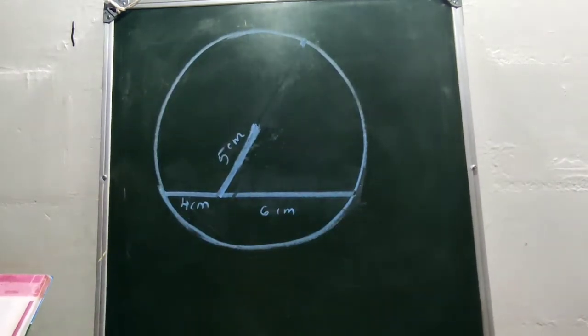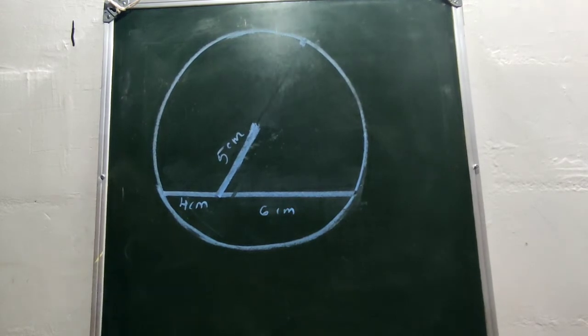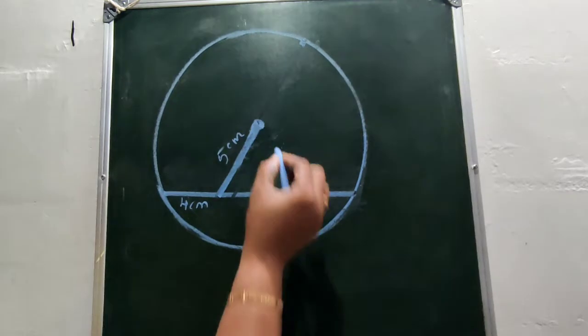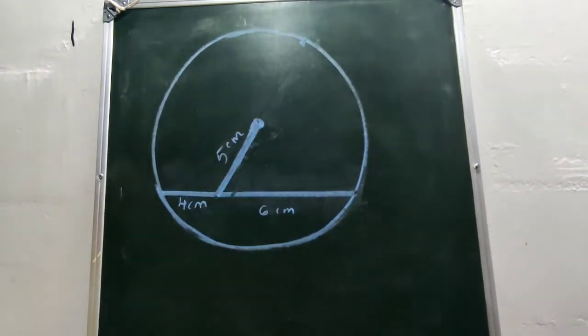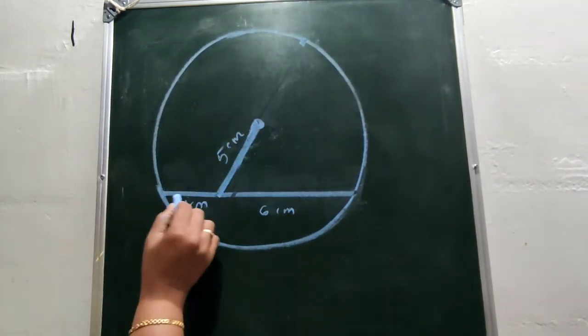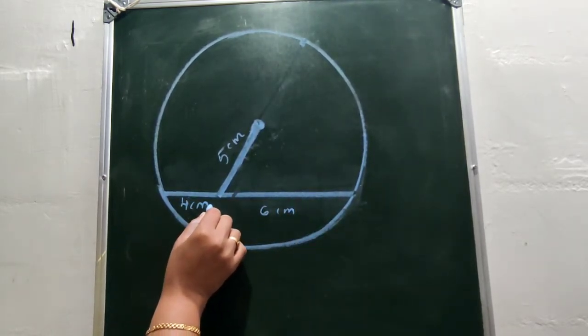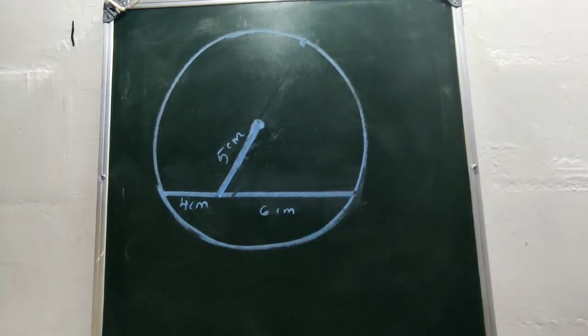Now our next question is the fifth question. In the picture, a line through the center of a circle cuts a chord into two parts. A line of 5 centimeter is drawn from the center of the circle, and that line cuts the chord into two parts. Part of one length is 4 centimeter and part of the other length is equal to 6 centimeter. Then what is the radius of the circle?